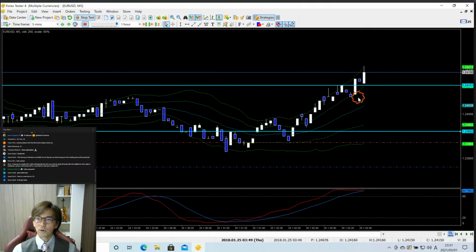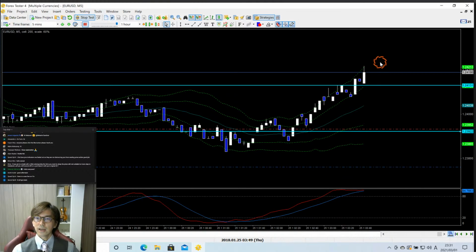Okay, so finally it broke above. So I will now trail it to the previous low over here, and this is now fixed 17 pips of profit, and continue to trail.